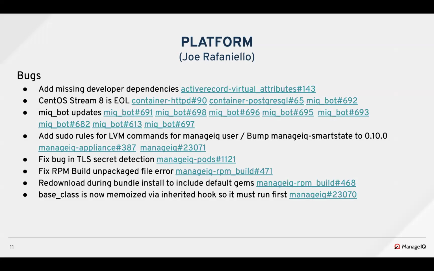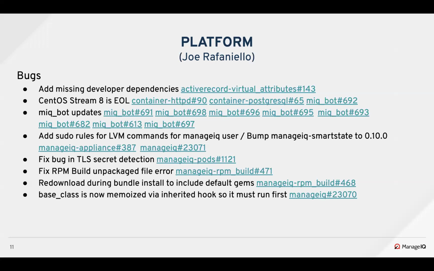For platform bugs, Keenan added some missing developer dependencies used by the build chain that's in virtual attributes. Then Brandon patched and posted Stream 8 RPMs since it's end of life up on upstream. Next, our ManageIQ bot repository was given some love with dependency updates and fixes from Jason, Brandon, and the dependabot.